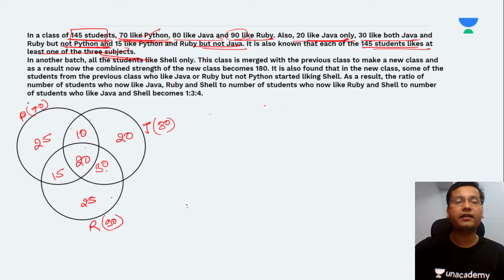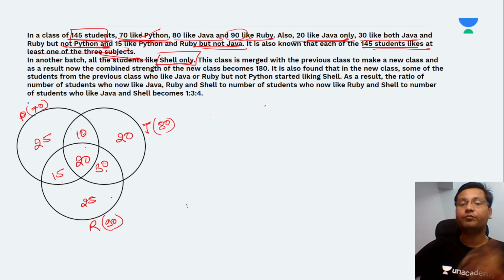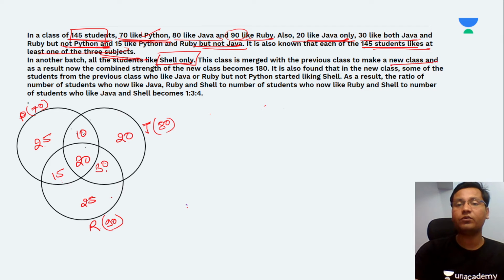Now look at the second part of this set. In another class, in another batch, all the students like Shell. Shell is also a language, right? Shell only. So in another batch, all the students like Shell only. This class is merged with the previous class to make a new class, and as a result, the new combined strength of the new class has become 180.